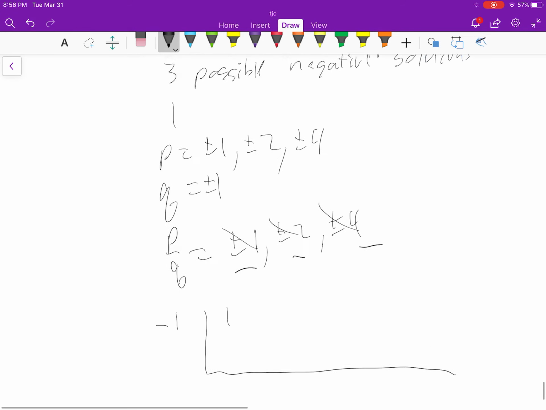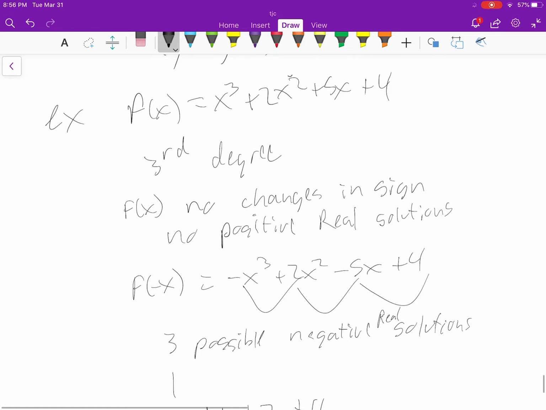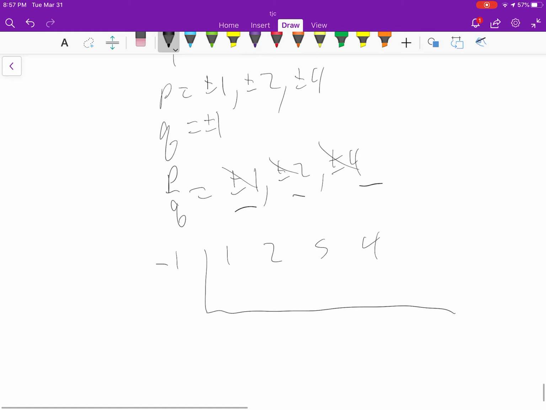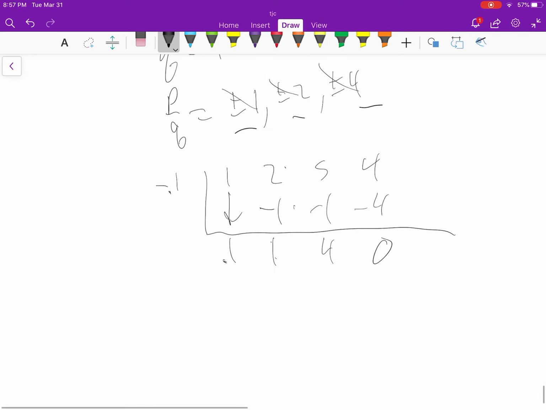I'm going to divide. That's a 1, 2, 5, and 4. Okay, divide this out using synthetic division. So you bring down the 1, then you take the negative 1 times this 1 to get negative 1. Add these together to get 1. Then negative 1 times 1 is negative 1, which added to 4 is 3. Negative 1 times 3 is negative 3, which is 0. So we know this is a solution.